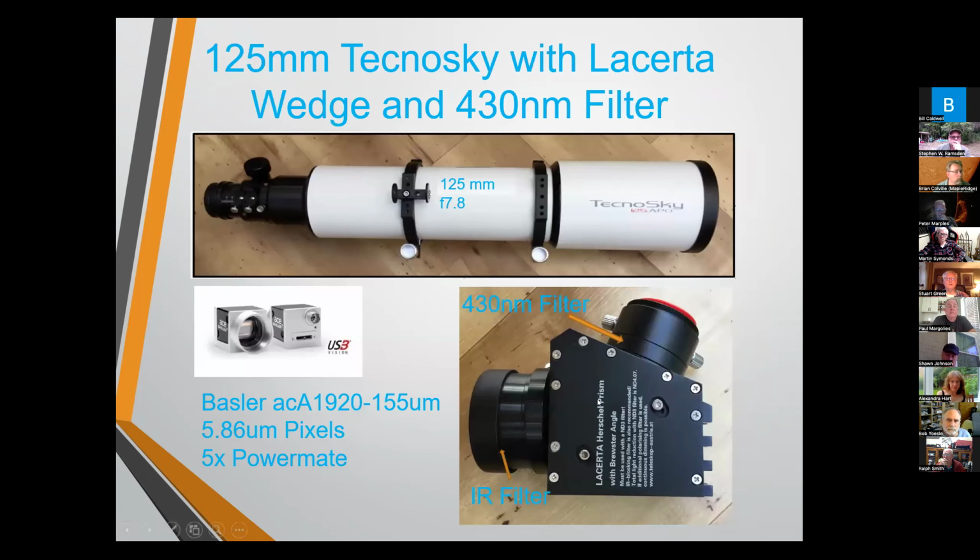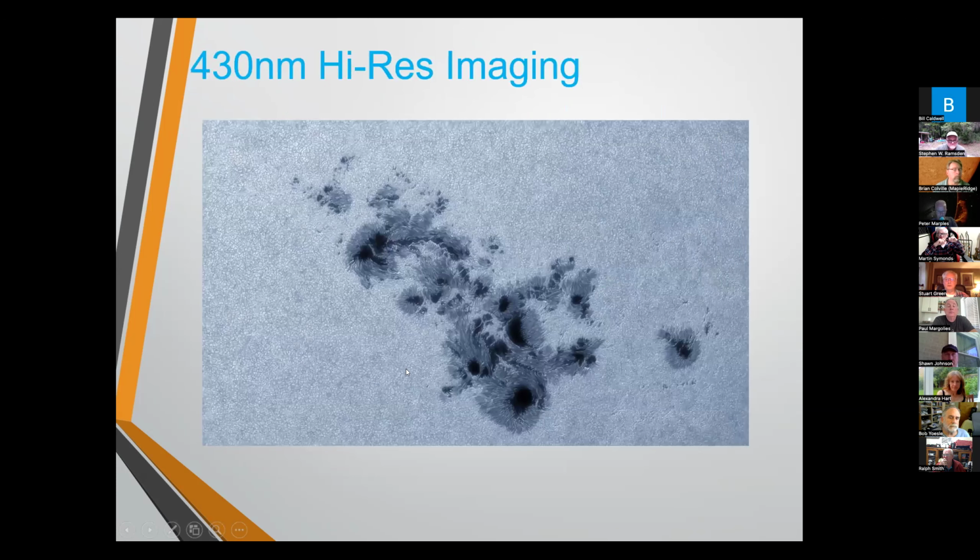So I use a Technosky 125. Sometimes I stop it down depending on the scene conditions. I've got like an 18mm mask that I put on the front just to help me out when the seeing is not particularly good. That's the camera. I use 5.86 micron pixels when it's at the full diameter, and if I'm using a 5 times power mate to take that type of image.